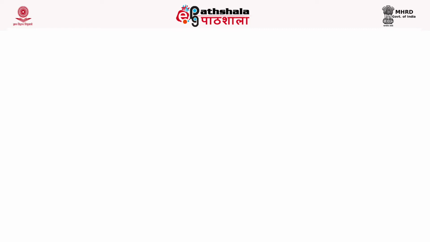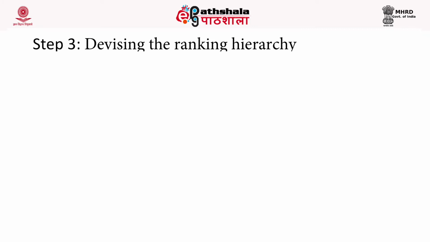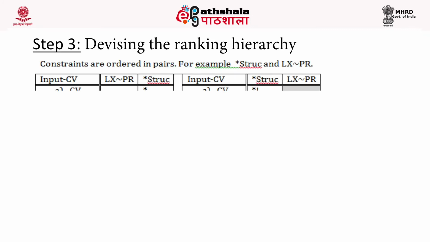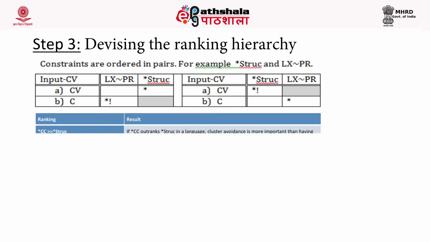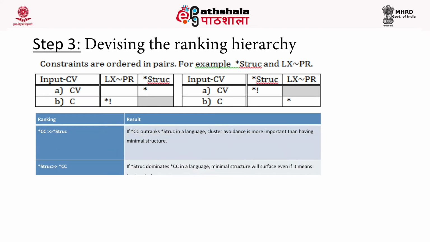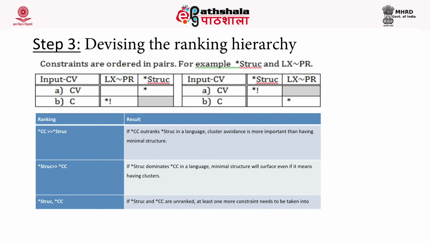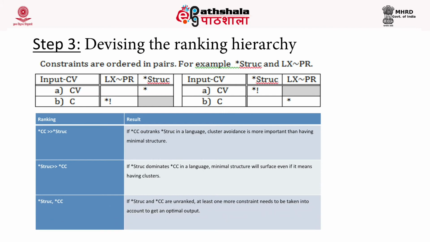Now to devise the ranking hierarchy is our step 3. Now how to devise the ranking hierarchy? Constraints are ordered in pairs. For example, we are going to pair these constraints in different pairs. In the first one we are going to take NO STRUCTURE and LEXICAL WORD is a PROSODIC WORD, and put NO STRUCTURE as the dominating constraint. In the second one we are going to put LEXICAL WORD is a PROSODIC WORD as the dominating constraint. Now what do we find here?